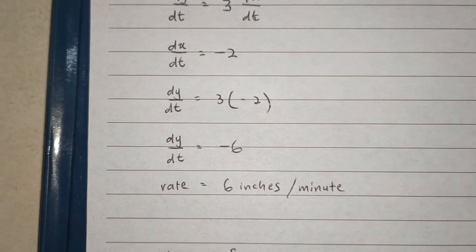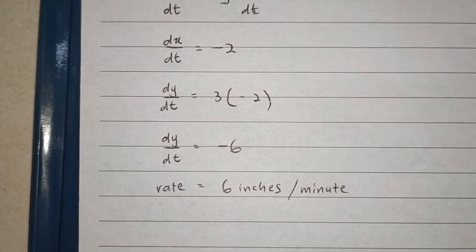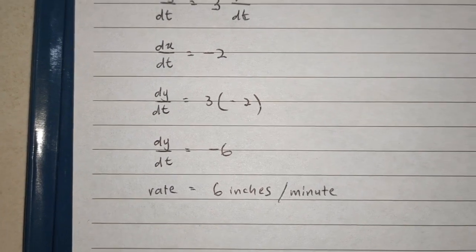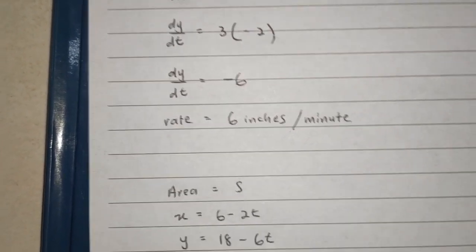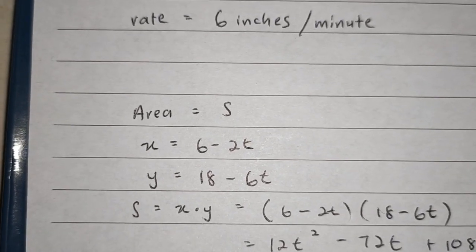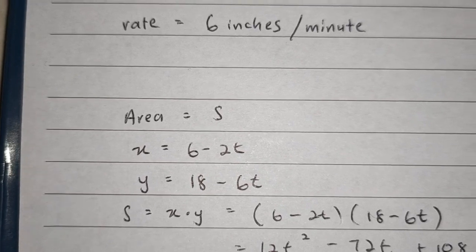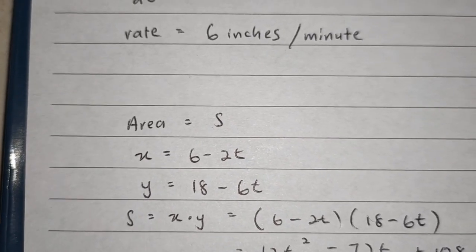For question 2: at what rate is the enclosed area decreasing when the shortest side is 6 inches long and is decreasing at the rate of 2 inches per minute? The second question is, at what rate is the enclosed area decreasing when the shortest side is 6 inches long and is decreasing at the rate of 2 inches per minute?